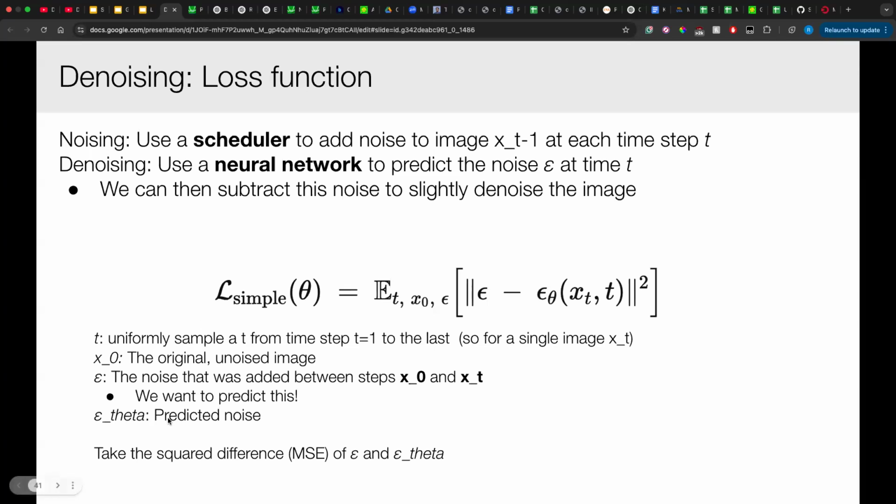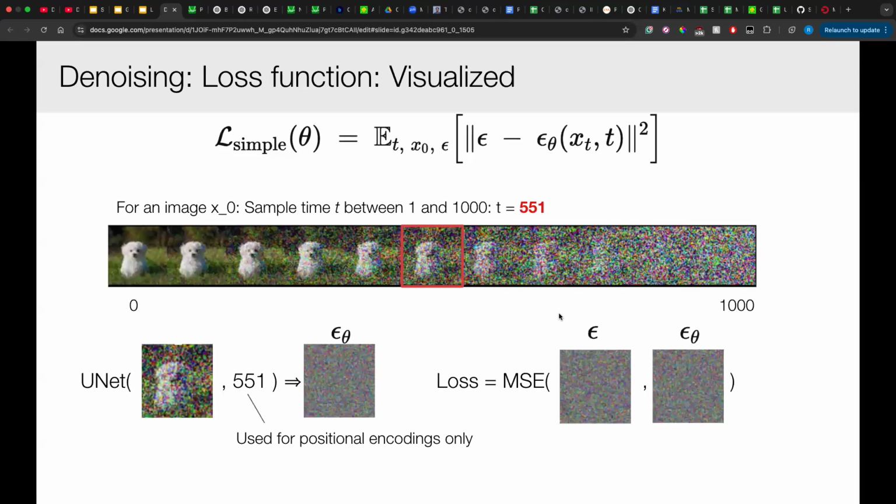And okay, is everyone clear about how this loss function works? Mean squared error between the actual noise from 0 to t and the predicted noise from 0 to t. Okay, perfect. And this is just another visualization.